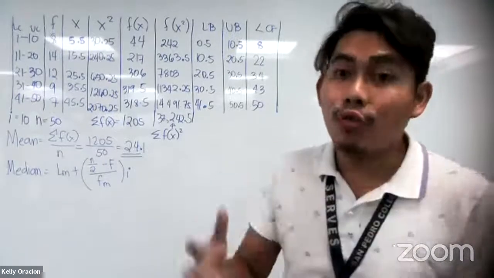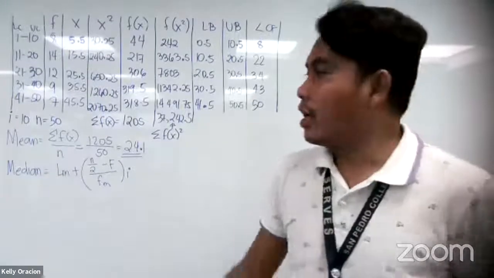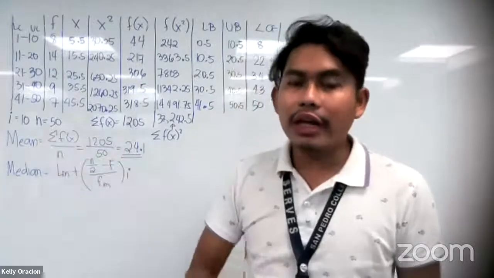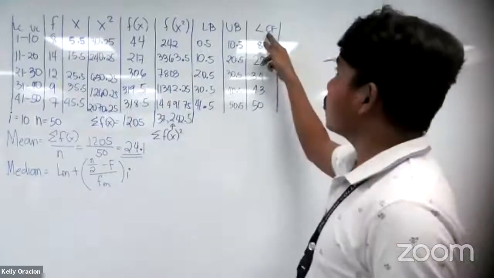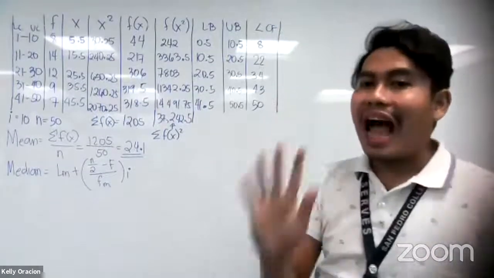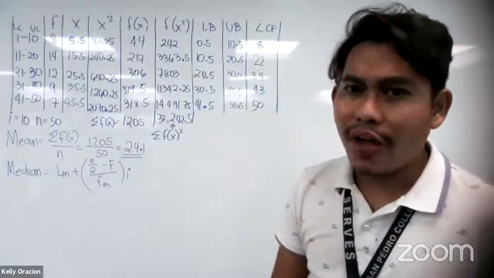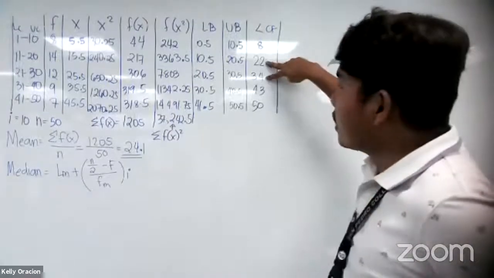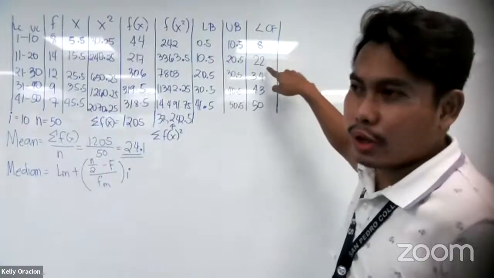Ito talaga yung rule ha. Before mo ma-identify yung median class, punta ka sa n mo. Your n is 50. I-divide mo siya ng 2, that's 25. Now, dito sa cumulative frequency, wala kang makikitang 25 dyan. But 25 is in between these two numbers, 22 and 34.